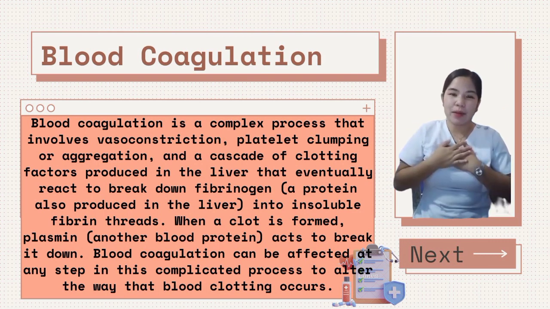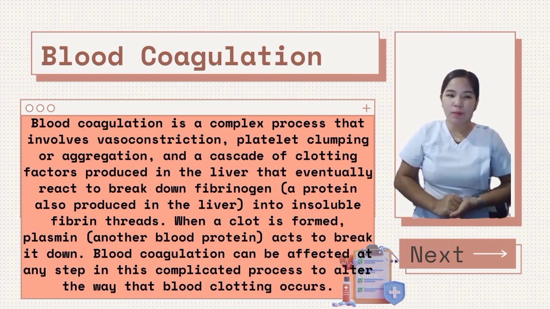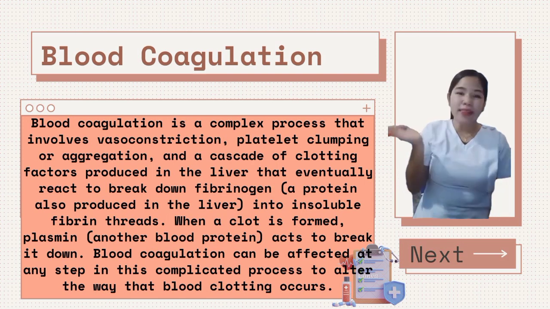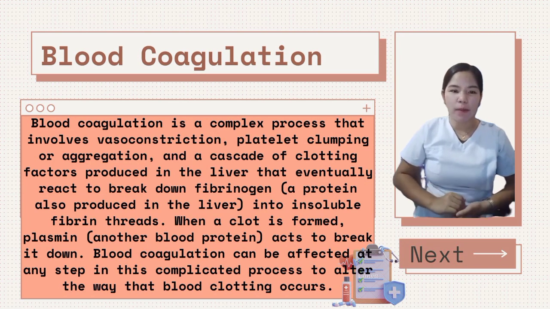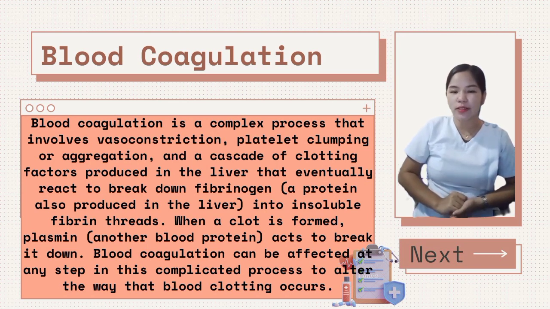Hello, I am Hena Belomake and I am going to discuss blood coagulation. So what is blood coagulation? Blood coagulation is a complex process that involves vasoconstriction, platelet clumping or aggregation, and a cascade of clotting factors produced in the liver that eventually react to break down fibrinogen, which is a protein also produced in the liver, into insoluble fibrin threads. When a clot is formed, plasmin, which is another blood protein, acts to break it down.